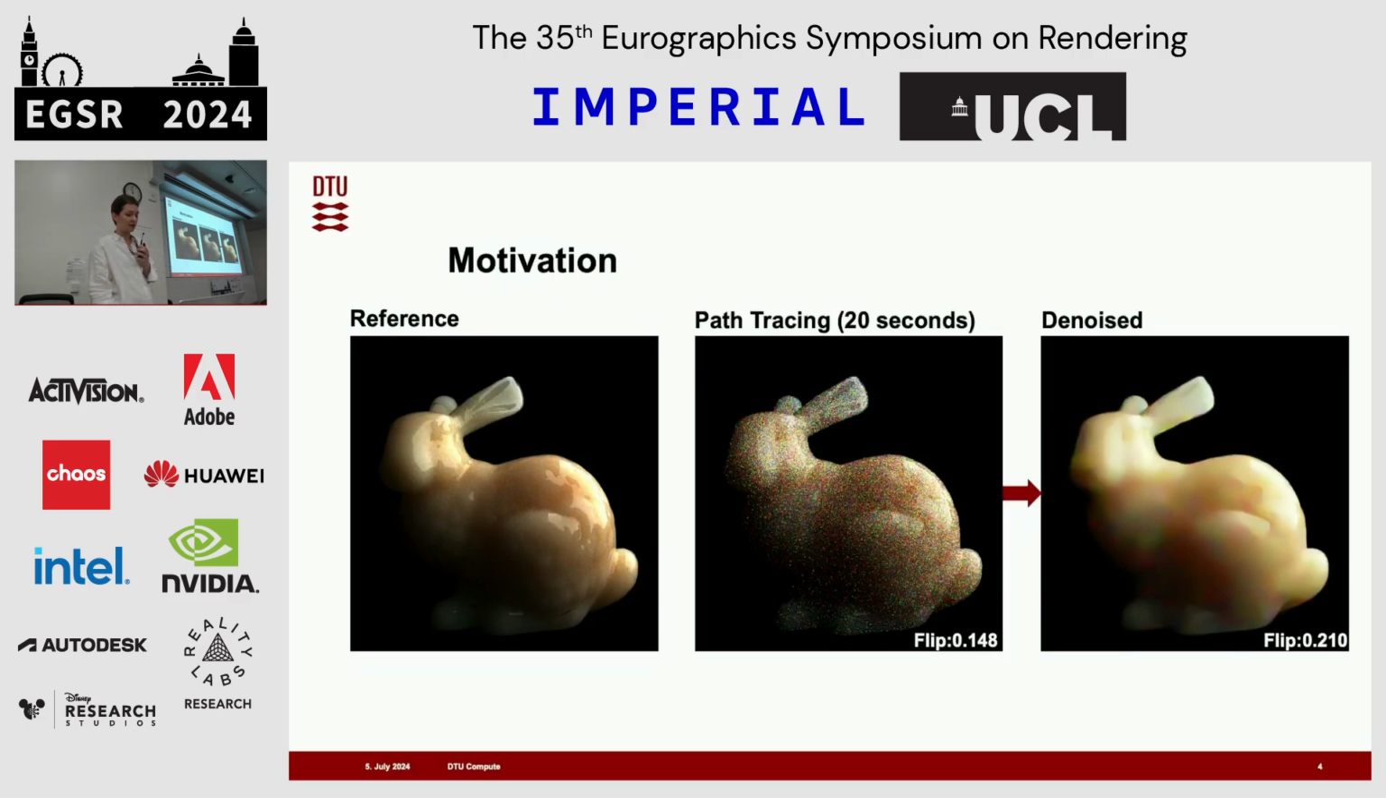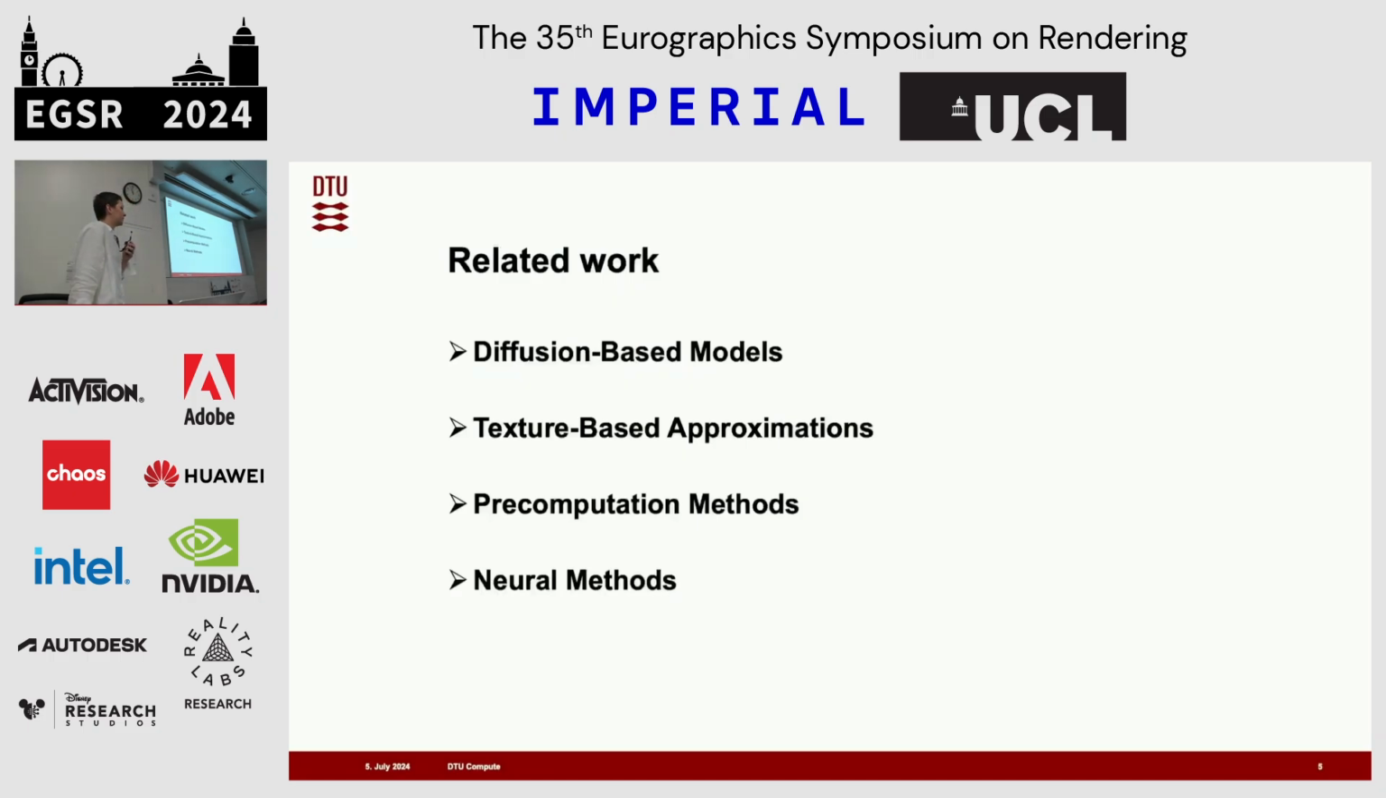A lot of work has been done on it. Usually we try to represent the material with a bidirectional subsurface scattering distribution function, and there's a bunch of methods on this. The most popular ones are maybe diffusion-based methods, texture-based approximation, some pre-computational methods, and neural methods. We're going to compare the results of Thompson's work to some of them. One of Thompson's previous works was on neural methods, so we are going to compare to this one as well.